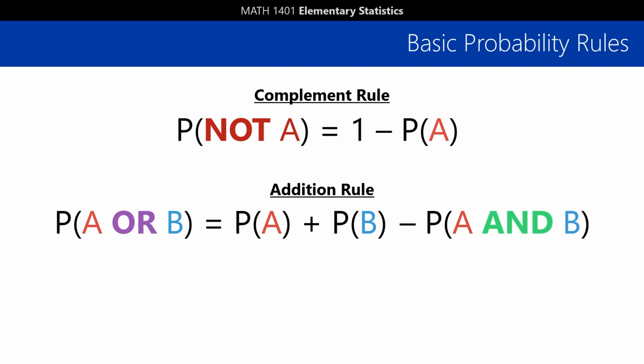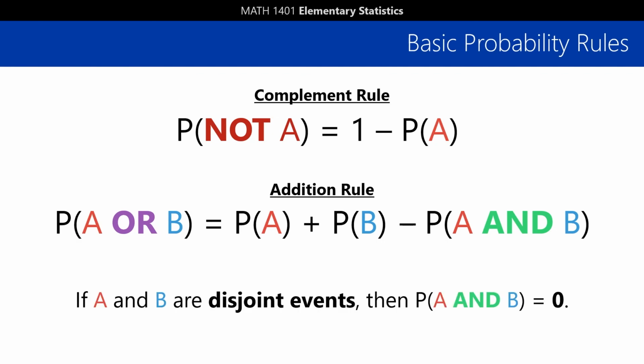So all in all, we've seen 2 basic rules. The complement rule, which lets us find the probability that something doesn't happen, and the addition rule, which lets us find the probability of A or B. And if A and B are disjoint events, then that gives us a little more information, telling us that the probability of A and B is 0.